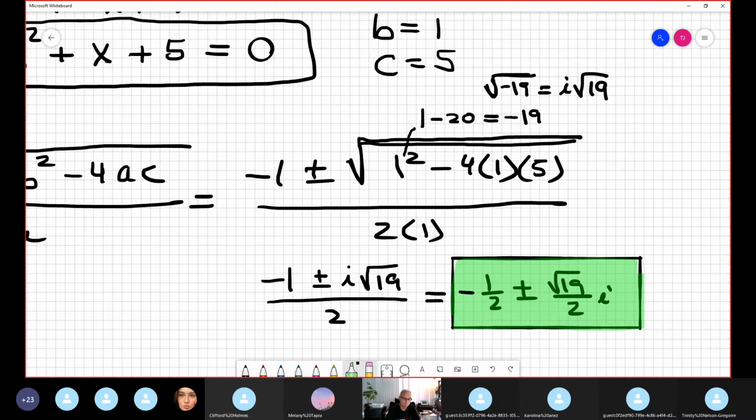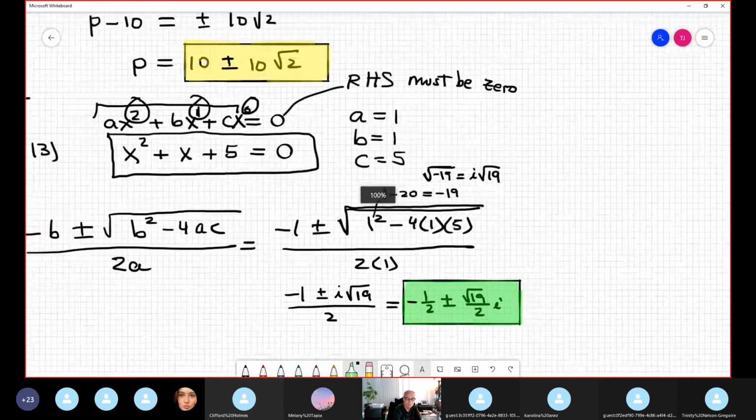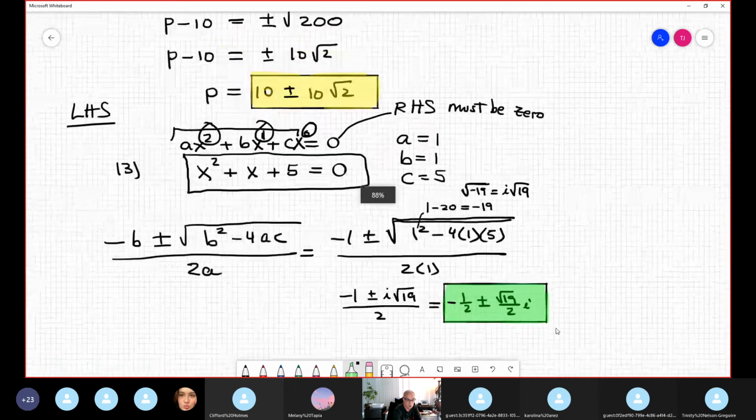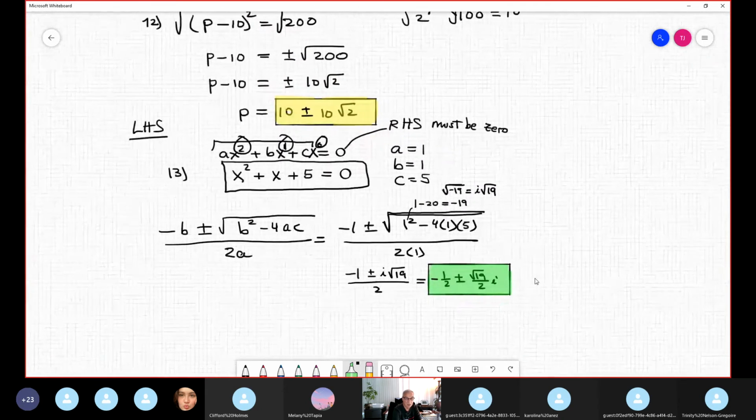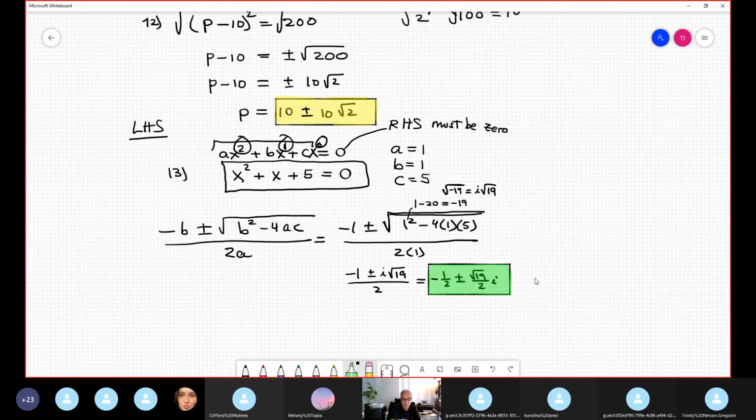Final answer. Any question? Easy or complicated? Guys, this is important. I promise that we need to use the quadratic formula throughout the semester. Anytime. Okay? Let's do 14.